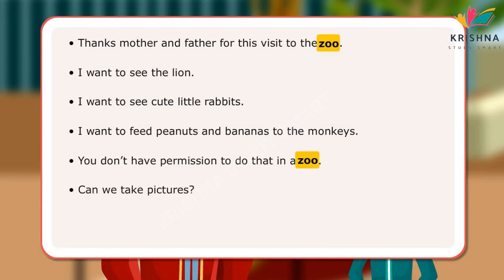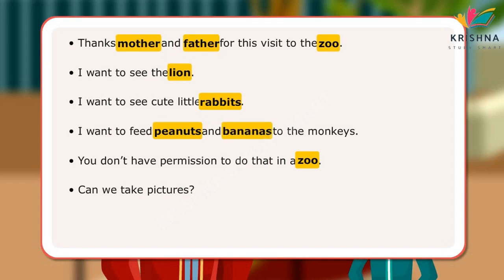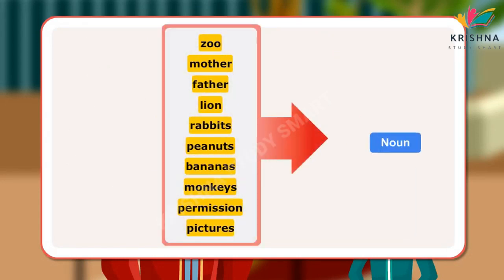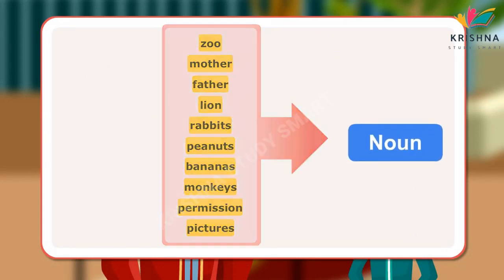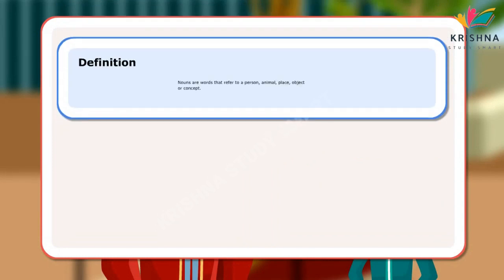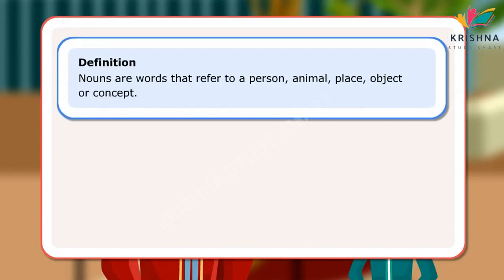The words zoo, mother, father, lion, rabbits, peanuts, bananas, monkeys, permission, pictures are examples of nouns. Definition: nouns are words that refer to a person, animal, place, object, or concept. Let us look at a few sentences.